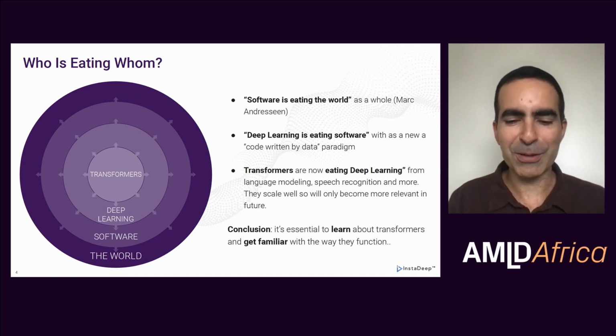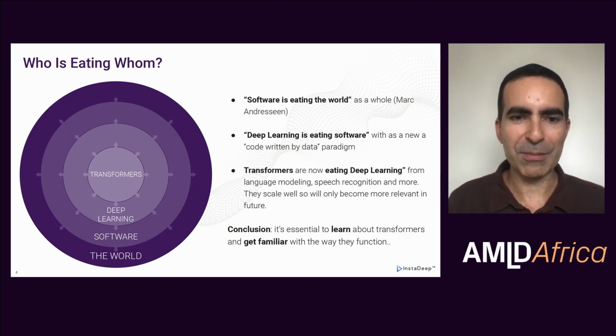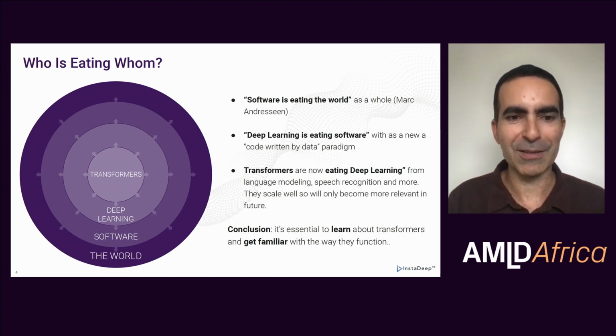So the notion is simple, but transformers have been progressing so quickly, and I want to share with you my perspective on this. We know that software is eating the world. These are famous words from Marc Andreessen, a famous VC investor in Silicon Valley. But when you think about it, deep learning is eating software. This is the notion of software 2.0, or code written by data. And now you have transformers and language models that are eating deep learning. So if you summarize that, basically transformers are eating the world.